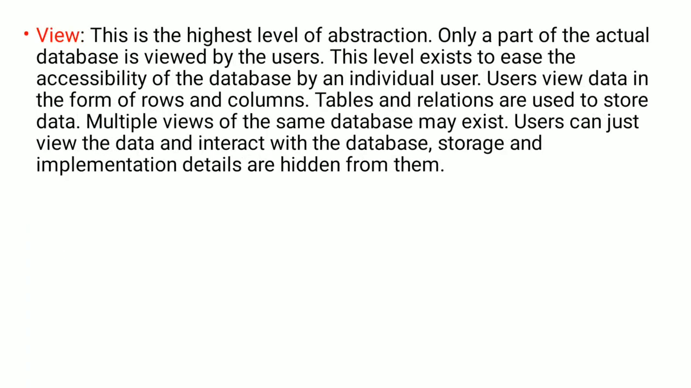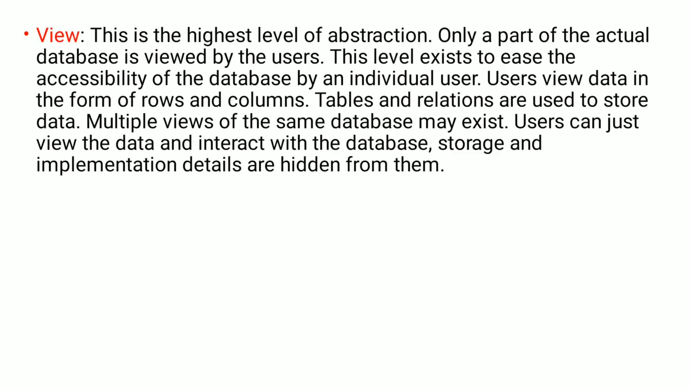Next level is the view level. This is the highest level of abstraction. Only a part of the actual database is viewed by the users. This level exists to ease the accessibility of the database by an individual user. Users view data in the form of rows and columns. Tables and relations are used to store data. Multiple views of the same database may exist. The user can just view the data and interact with the database. Storage and implementation details are hidden from them.